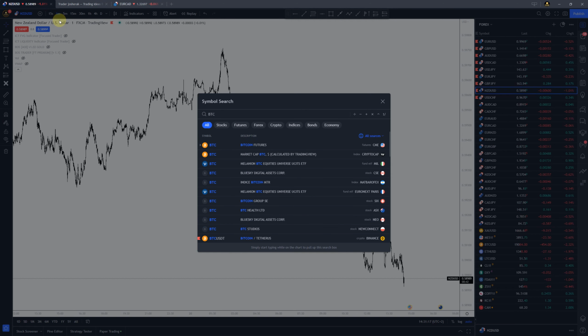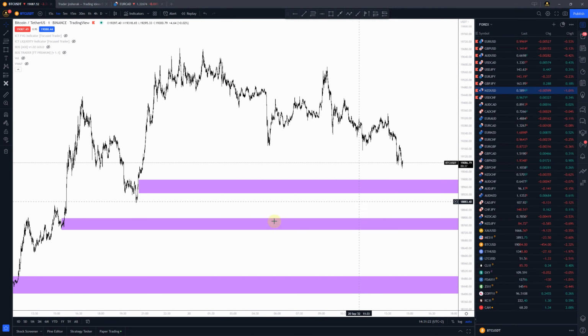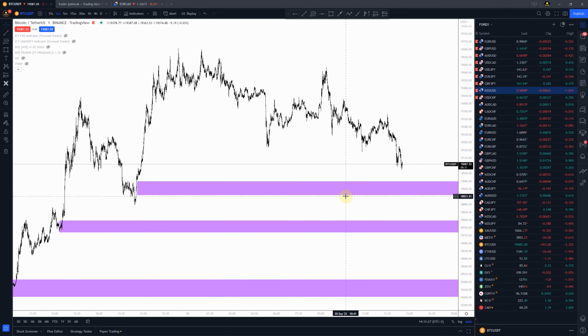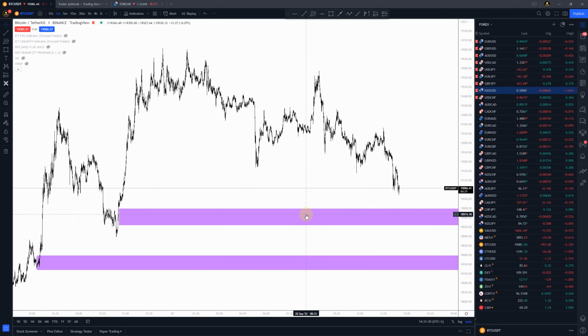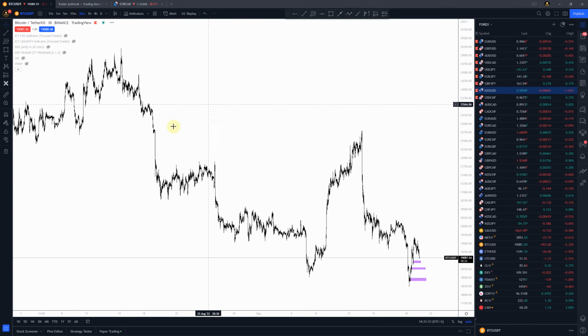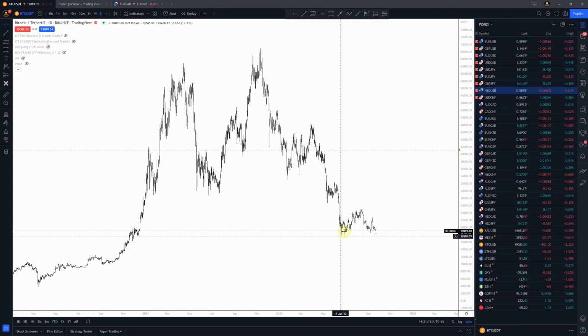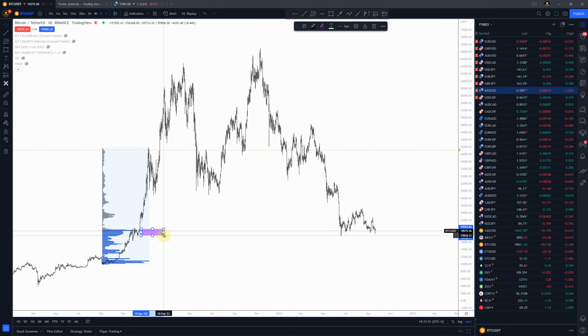So let me type in Bitcoin, this one. And you see that I already prepared some zones, so let me just show you how I did it and why. First thing first, let me go to daily to just see the overall picture. We could see that there was some reaction here on 17,000. So let me just figure out why it was. Of course, it was due to this volume. Okay. So you see the perfect reaction on this volume.